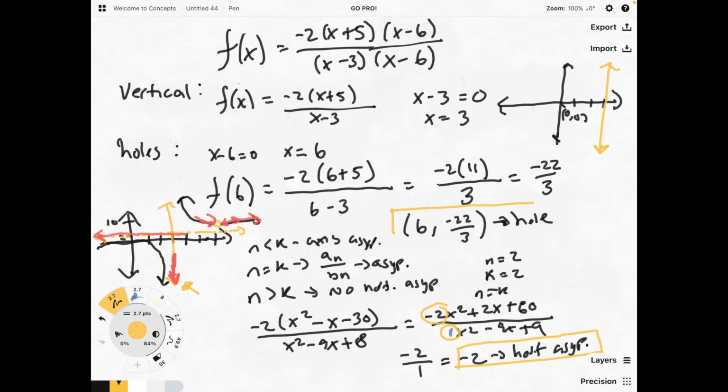This is where the hole is located in this graph. This is where the horizontal asymptote is located. And this is where the vertical asymptote is located. Okay, let's try one more problem.